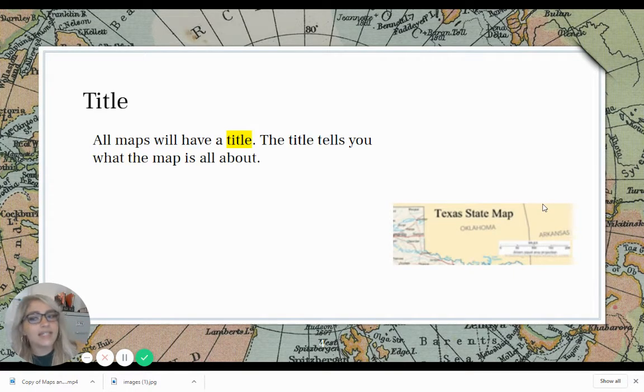The next one is title. Every single map is going to have a title, and it's going to tell you what you are looking at, what the map is about. So if we are looking at a map of Texas, the title would be Texas State Map. If we were looking at a map of Indiana, it would say Indiana State Map.